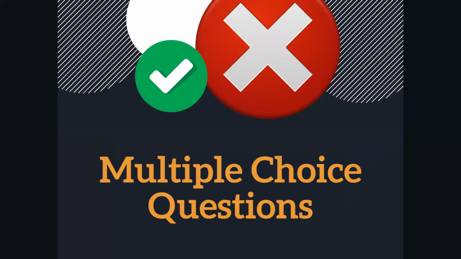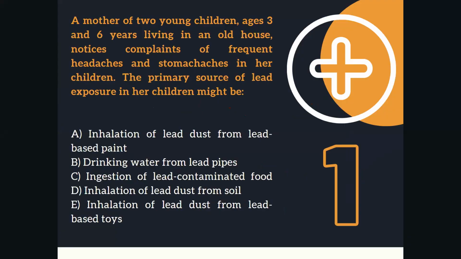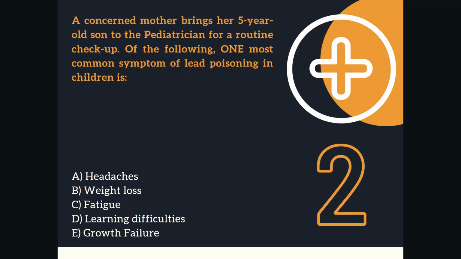Now it's time for the multiple choice questions. Number 1, a mother of 2 young children, ages 3 and 6 years, living in an old house, notices complaints of frequent headaches and stomach aches in her children. The primary source of lead exposure in her children might be A, inhalation of lead dust from lead-based paint, B, drinking water from lead pipes, C, ingestion of lead-contaminated food, D, inhalation of lead dust from soil, and E, inhalation of lead dust from lead-based toys. Anyone? A. Yes, the answer is A, inhalation of lead dust from lead-based paint.